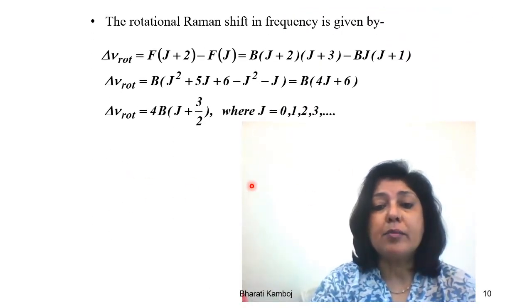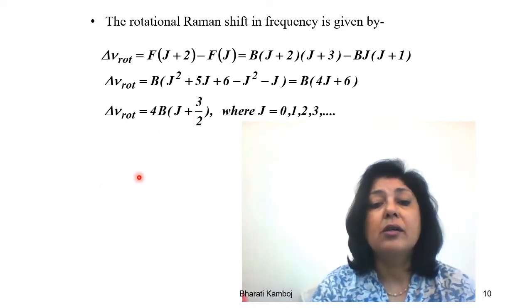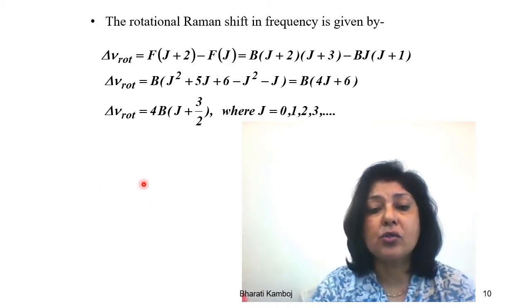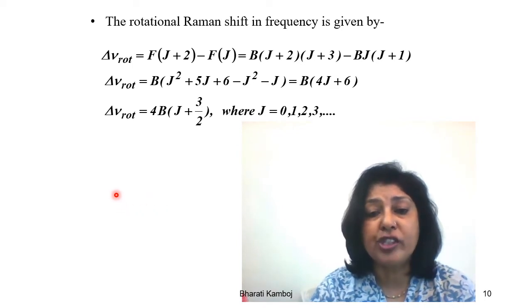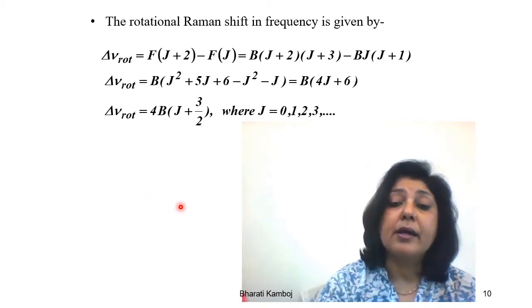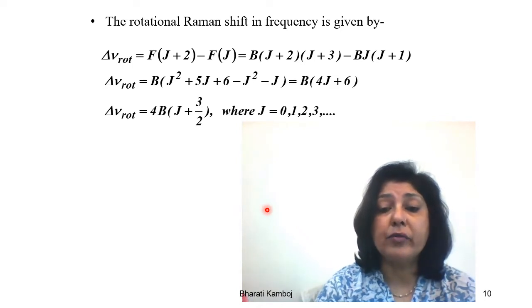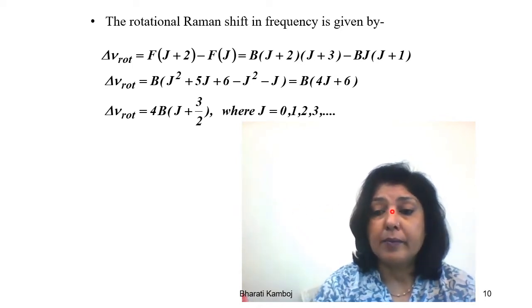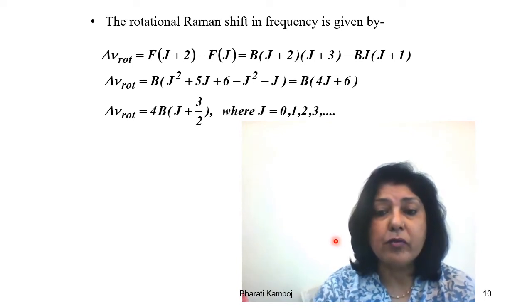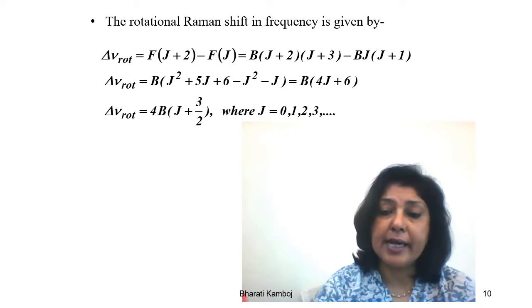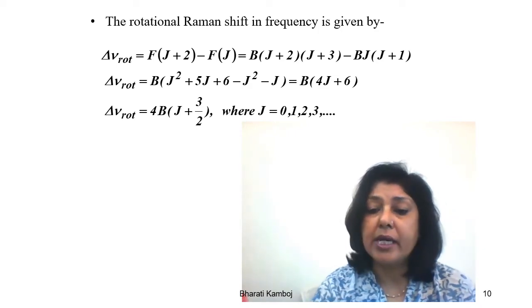And the rotational Raman shift in frequency is given by the frequency change or the frequency of the Stokes lines and anti-Stokes lines. That change is given by this expression. We can subtract the different term values having different J values and we get delta nu rotational equal to 4B (J plus 3 by 2), where J can be 0, 1, 2, 3 and so on.